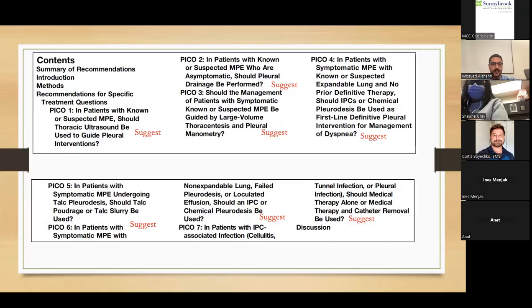Question 5, in a patient with symptomatic MPE undergoing talc pleurodesis, should talc poudrage or talc slurry be used? And basically, since we're talking about this question, talc can be given in 2 ways. The first is by talc slurry, which is basically you mix the talc to make it more in a slurry formula, and you inject it through either the IPC if you have one, or through a chest tube or pigtail. The other way to do it is through thoracoscopy or fluoroscopy, and you do it as a poudrage, and it's just you go in and it's by insufflation.